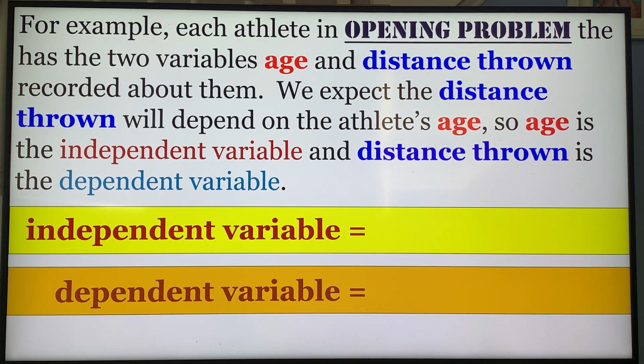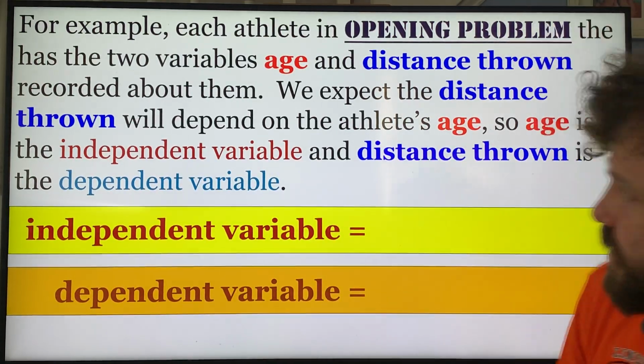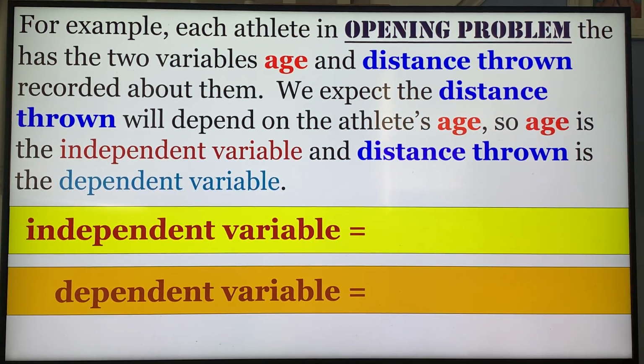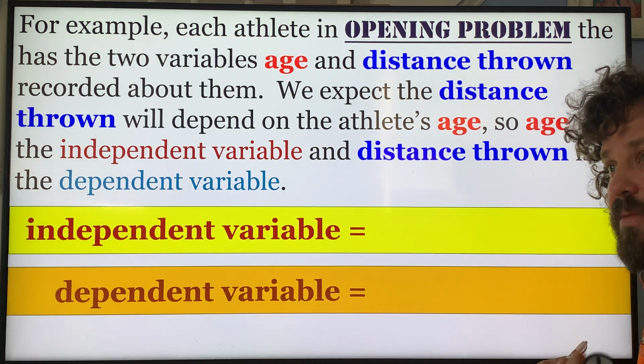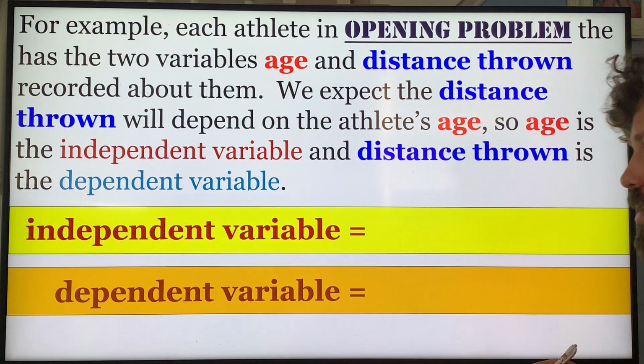All right? So, the way this works is very simple. They're both recorded, and we expect the distance thrown to depend on the athlete's age. So we do expect some type of correlation, some relationship between the two. All right? That will depend. So age is the independent variable, and distance thrown is the dependent variable. Okay, remember, the dependent variable depends on the independent variable.